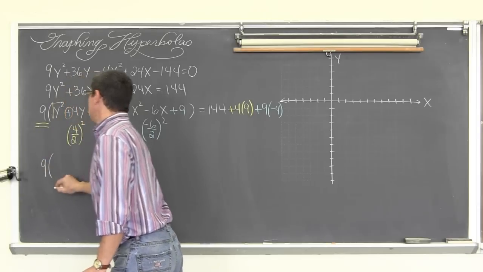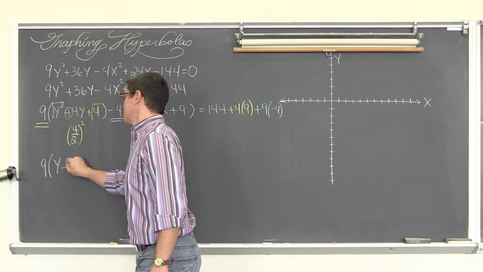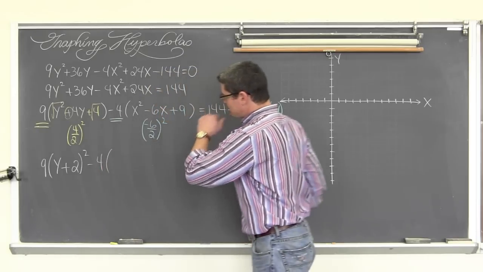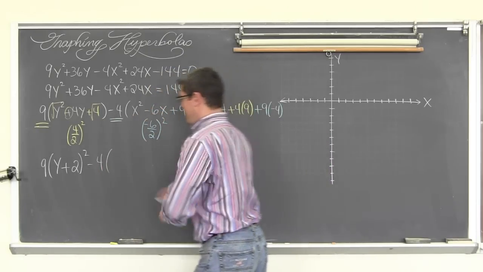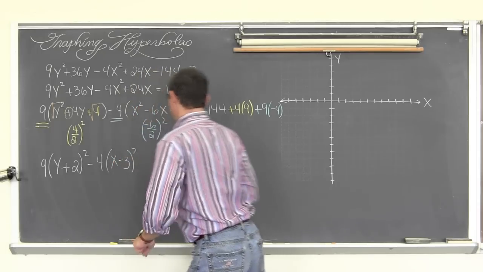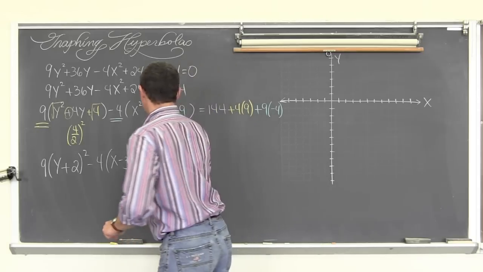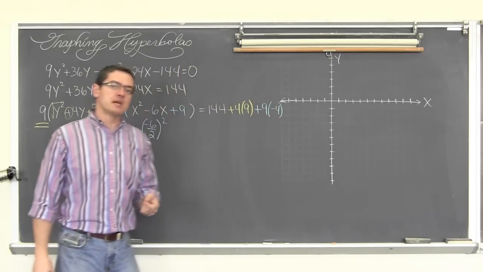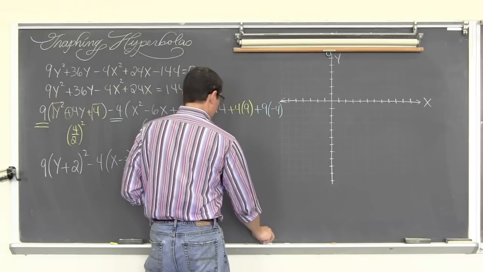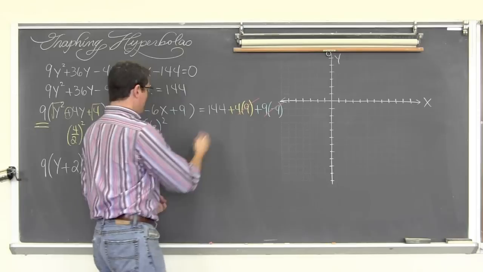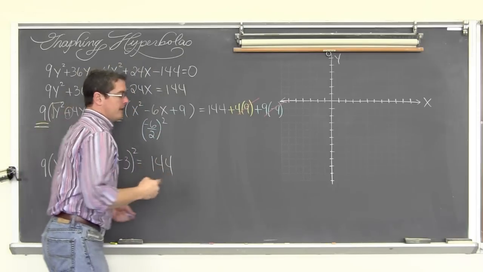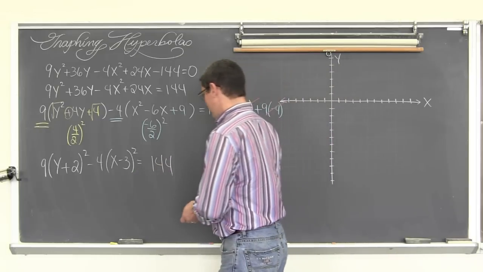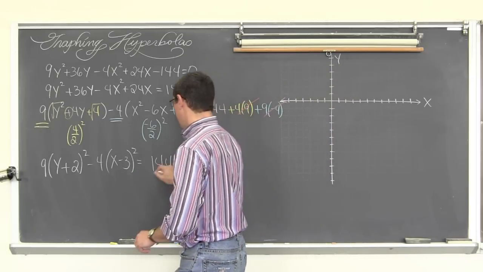So we have 9 times (y plus 2) squared minus 4 times (x minus 3) squared, and then equals, over here, we've got positive 36 from 4 times 9 and negative 36 from 9 times negative 4. So these are just going to cancel out, and we get 144. And our last step to get this hyperbola into standard form is to divide everything by 144.